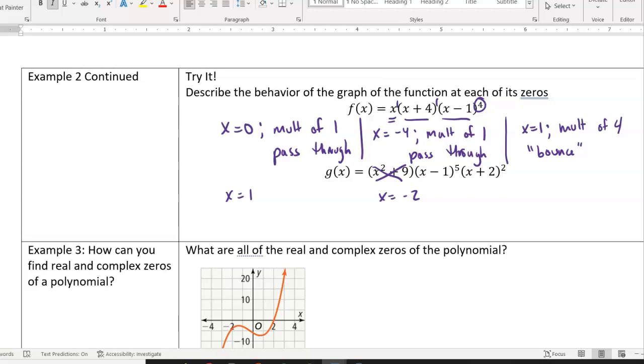All right, let's see how you did. So at x equals 1, that's got a multiplicity of 5. And since that's an odd multiplicity, it's going to pass through at that x-intercept. So where x would equal 1, it would pass through that point. And then at x equals -2 for the other 0, since the exponent is 2, it's got a multiplicity of 2. And since that's even, it's going to bounce at that x-intercept.